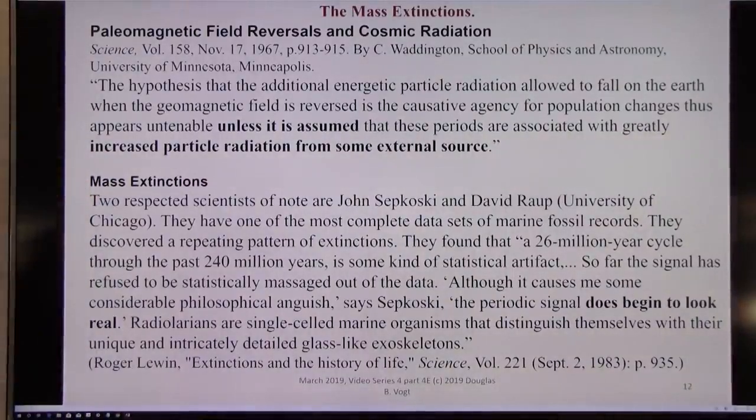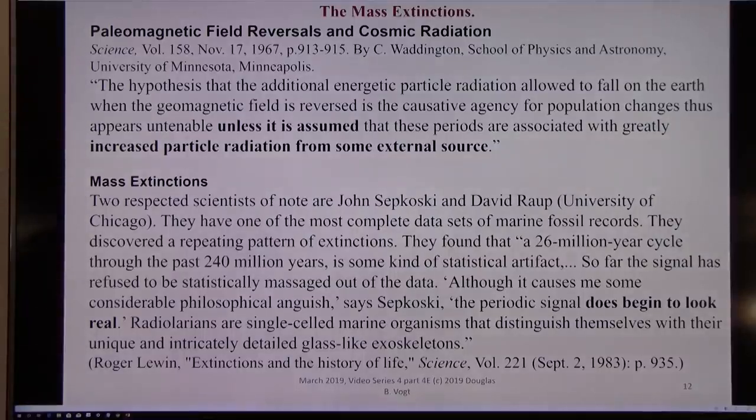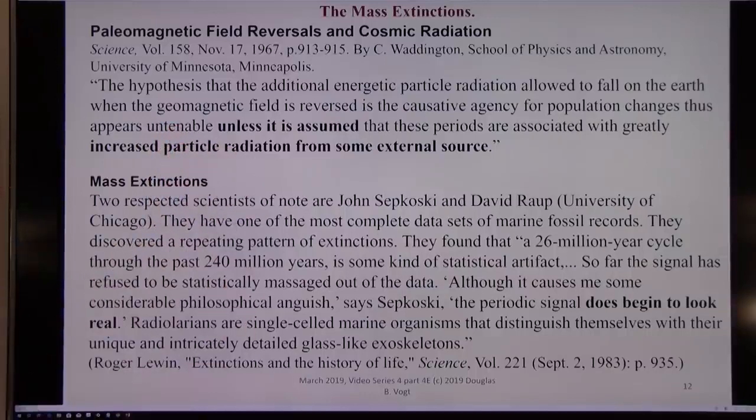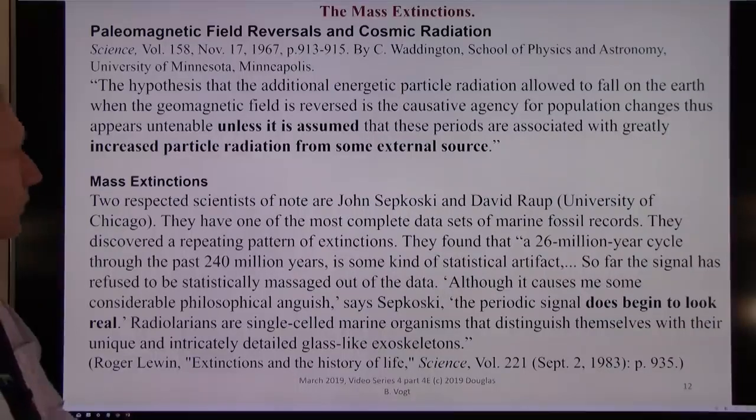Paleomagnetic field reversals and cosmic radiation. There's your reference. The hypothesis that the additional energetic particle radiation allowed to fall on the Earth when the geomagnetic field is reversed is the causative agency for population changes, thus appears untenable. He's saying can't be. Wait. Unless it is assumed that these periods are associated with greatly increased particle radiation from some external source.